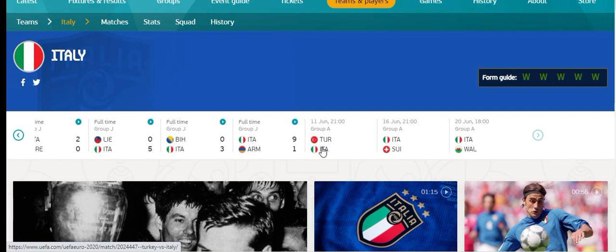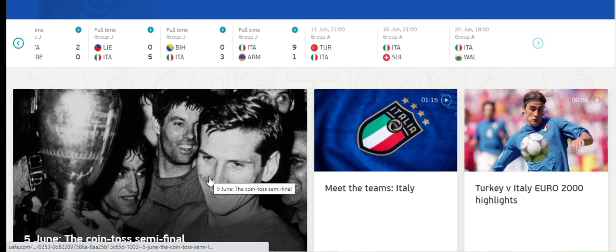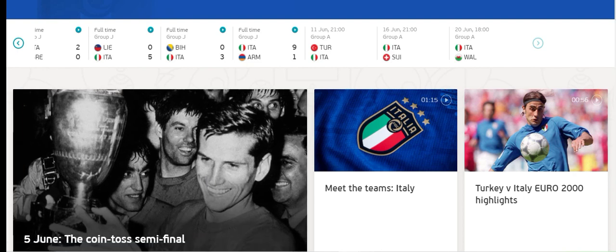And also clean sheet. Maybe we can make a double selection that Italy to win and they'll keep a clean sheet, or a simple selection to say that Italy will win either one half, either the first half or the second half. That is the most likely option to happen. I remember when I was betting this option, I made quite a lot of money. So I'm keeping you guys in the loop to say consider that option as well.